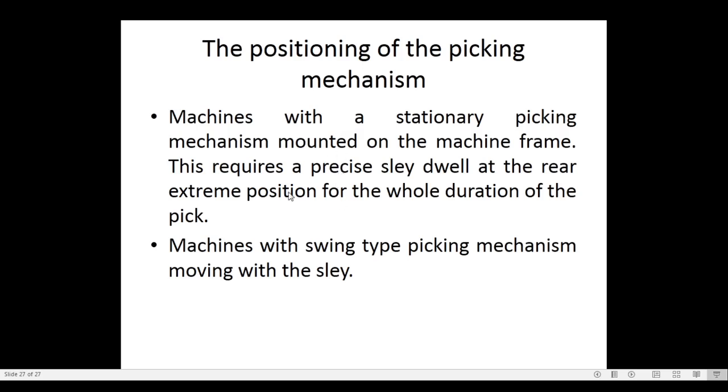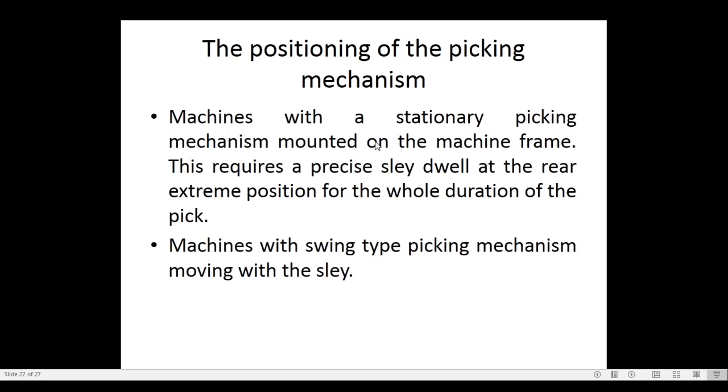Next, machines with a swing type picking mechanism moving with the sley. The machine with a swing type picking mechanism means the whole left hand and right hand picking mechanism is permanently fixed to the sley. As the sley is moving forward and backward, this whole unit of left hand and right hand picking mechanism will be moving forward and backward.